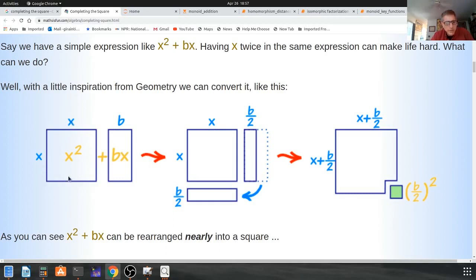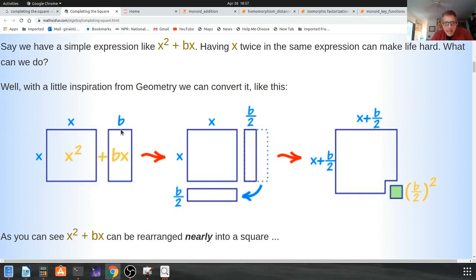If we look at a square of side length x, its area is x times x, which is x squared. If we look at this rectangle right here, clearly this long side has length x because it's the same length as this. And if we say the shorter side is b, then the area of this is b times x. So this area-wise represents x squared plus bx.